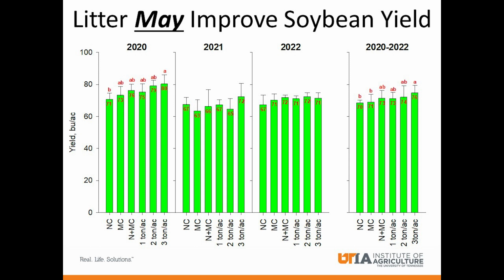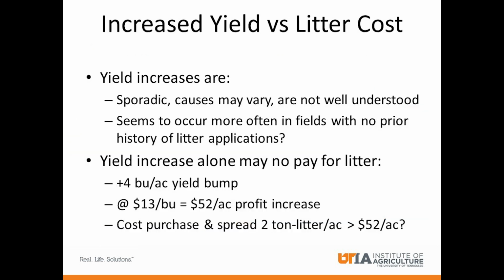And that's exciting, but I want to temper that. Let's think about that for a little bit. So that yield bump through that 3-year average was 4 bushels an acre on the 2-ton rate. We got this sporadic yield cost. We don't understand why this is occurring. I will say that anecdotally it does seem to occur more often in fields that haven't received litter, and we targeted those fields specifically for that reason.